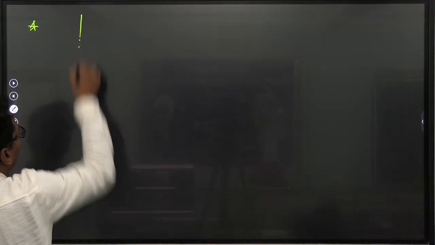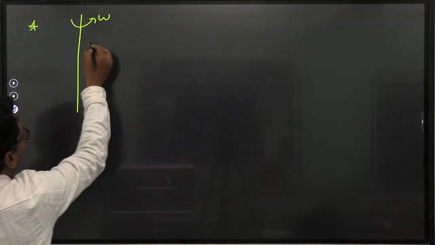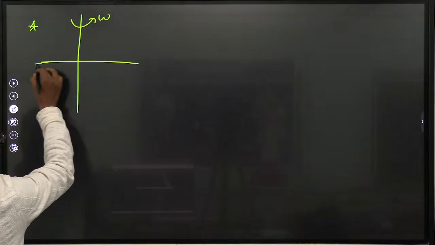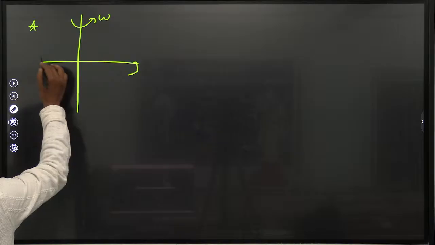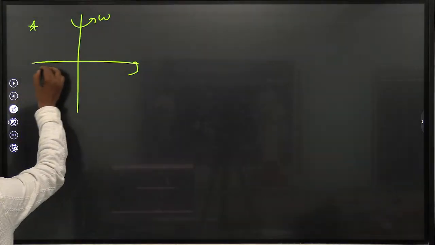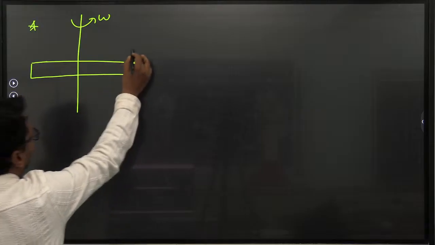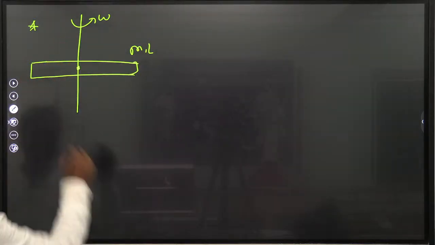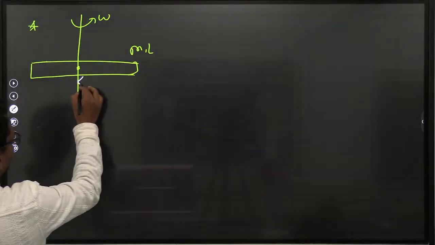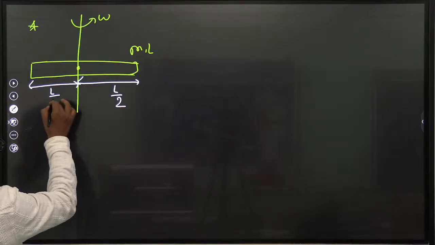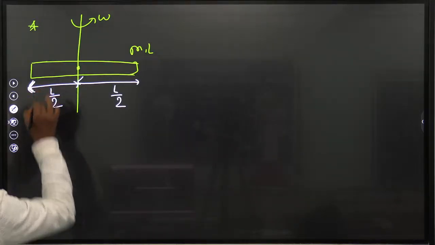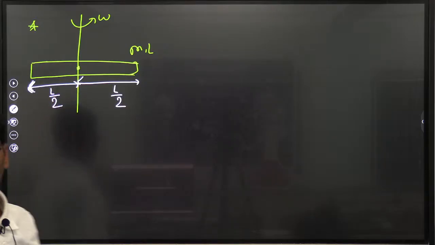In the second case of this rod, this is the axis. The axis is moving with angular velocity omega, and this is the rod, having mass m and length L. Now the axis is passing through the middle of the rod, so from here to here the length is L by 2, and here to here the length is L by 2. I think this statement is clear to all of you.